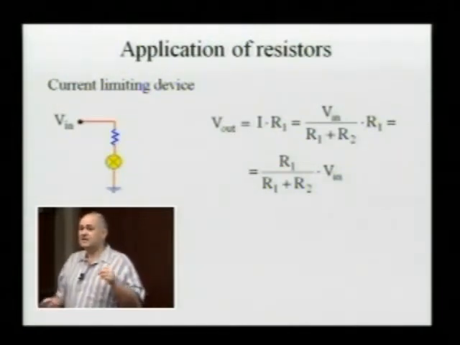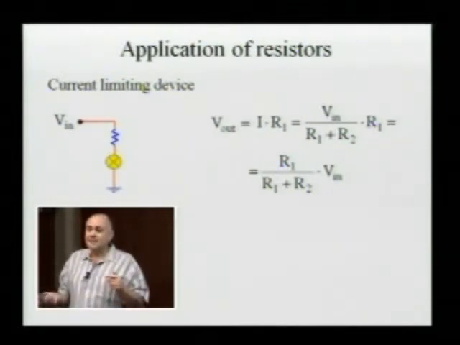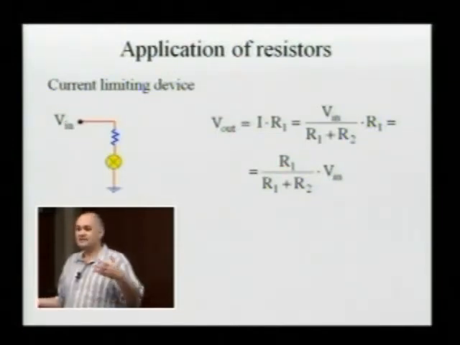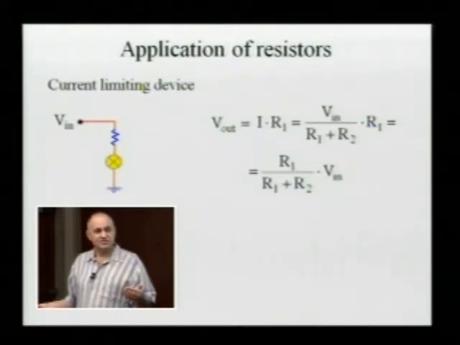So for example, we can use a base of a transistor, also consider its resistance and bias the transistor properly.